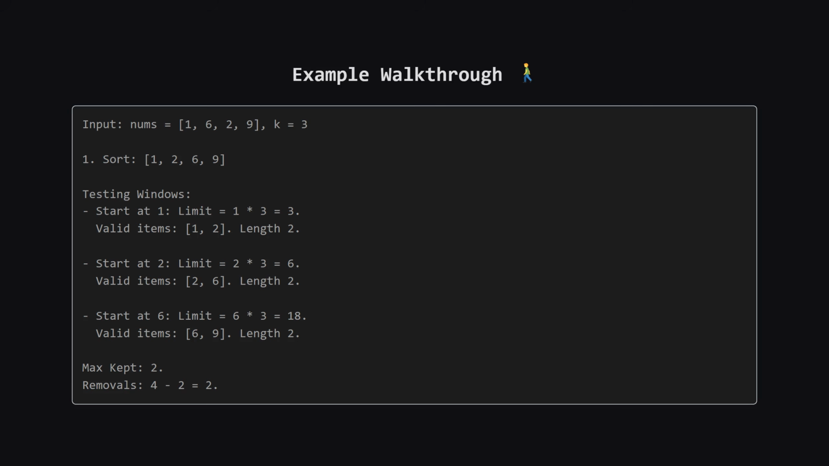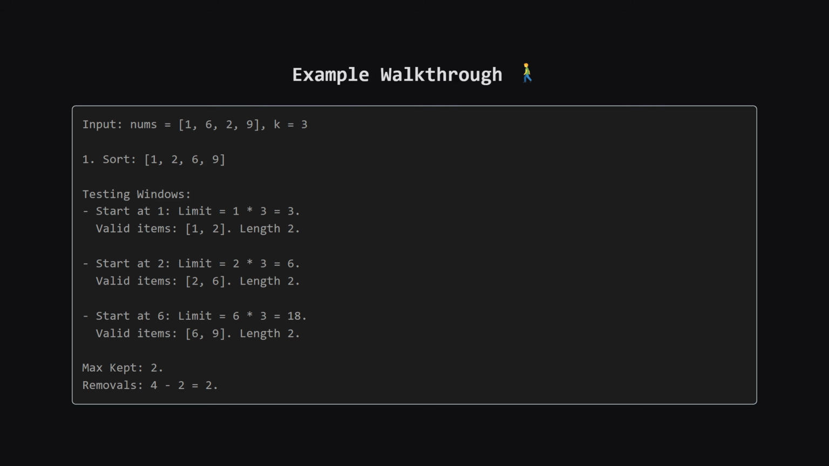We have the list 1, 6, 2, 9, and our multiplier k is 3. First, we sort the list to get 1, 2, 6, 9. Now let's try starting our window at different numbers. If we start at 1, our minimum is 1. The maximum allowed is 1 times 3, which is 3. Looking at our sorted list, only 1 and 2 fit this range. That's a length of 2.